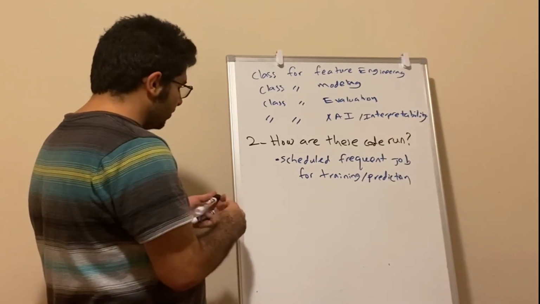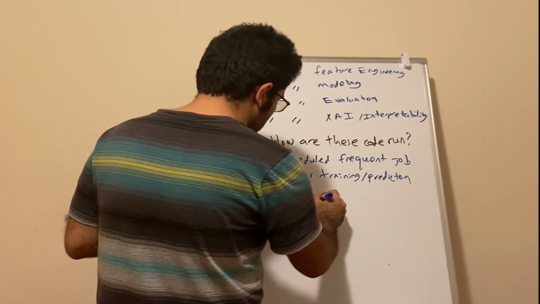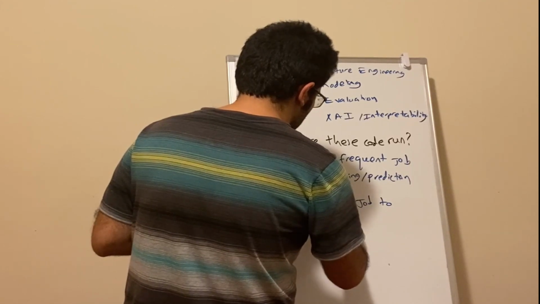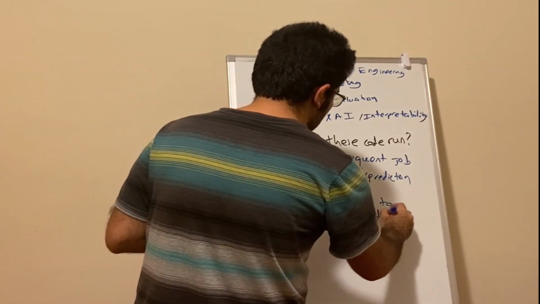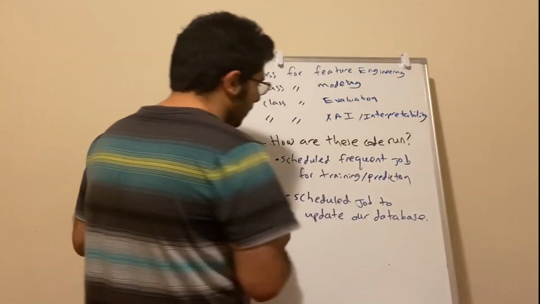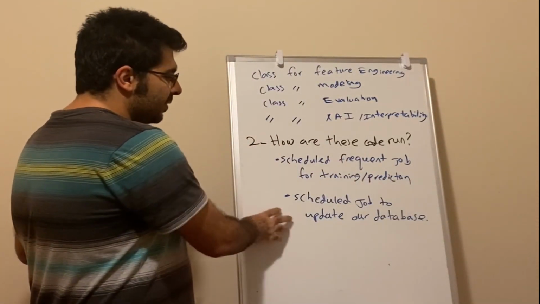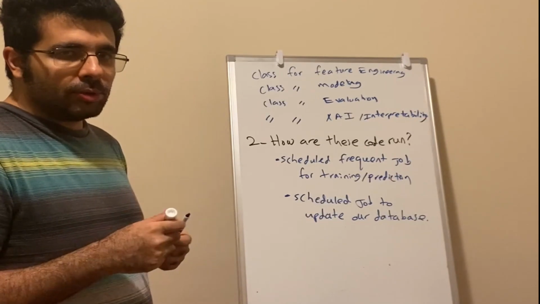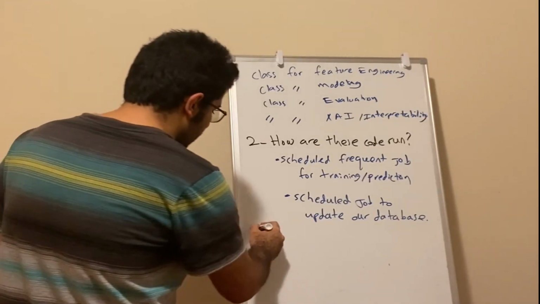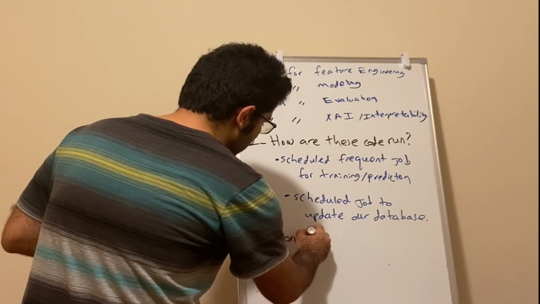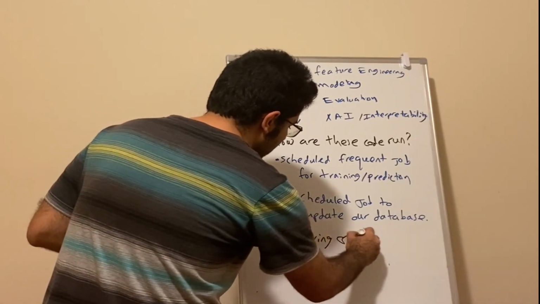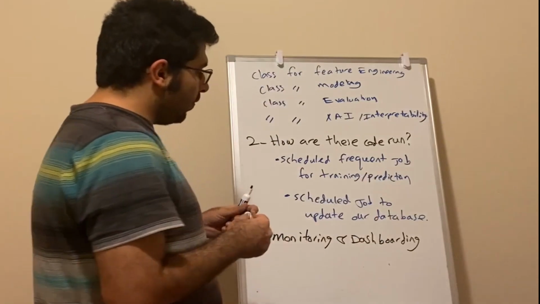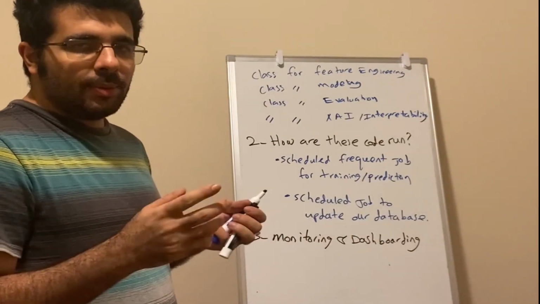All right. Now, after we are done with this step, of course, we need to have the scheduled job to update our tables, update our database. Right? This is very important. So now that we have a scheduled job, we need to have monitoring. You cannot put code in production without monitoring that. So the code needs to be monitored. Monitoring and dashboarding, I talked about this.